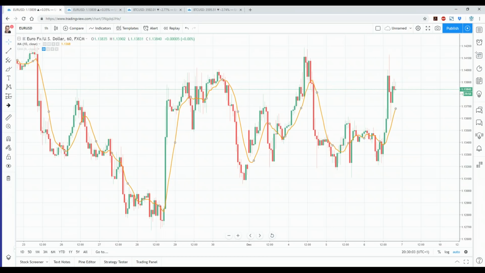So we can see the euro is currently trading at 113.837, but the moving average is 113.34. We see the gold line going along our charts. Now that's a simple 10-period moving average. Helps us see what's going on and smooths out the noise in our charts.